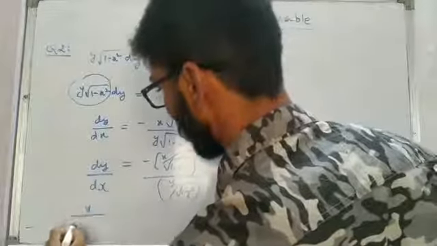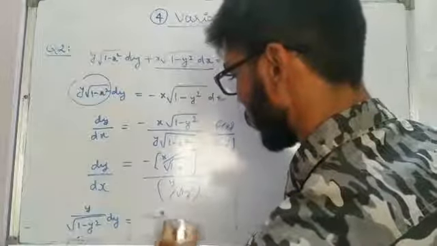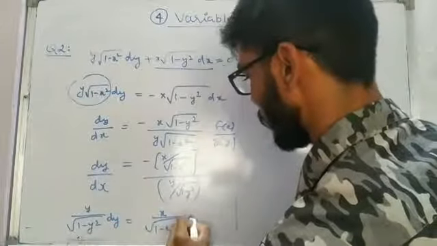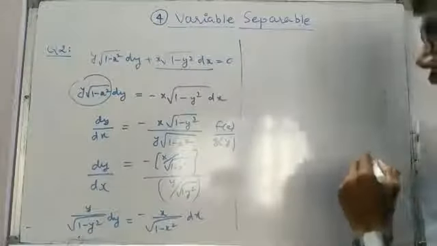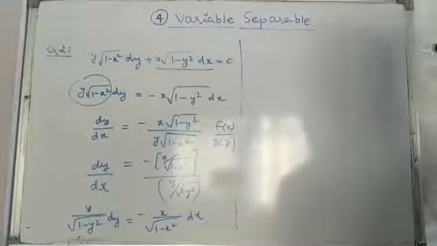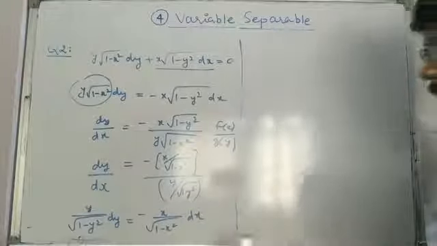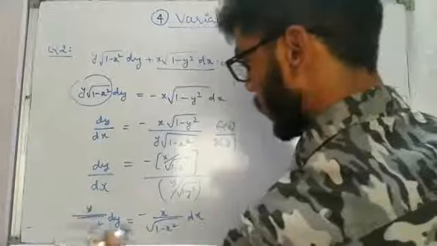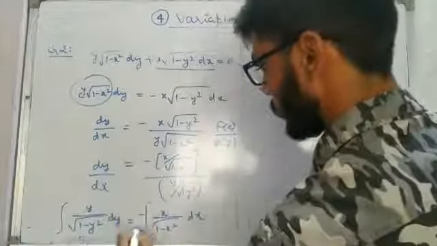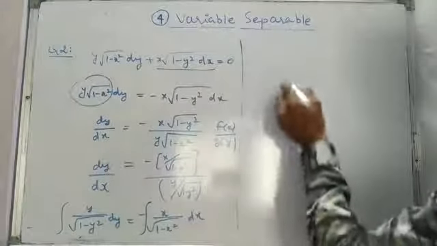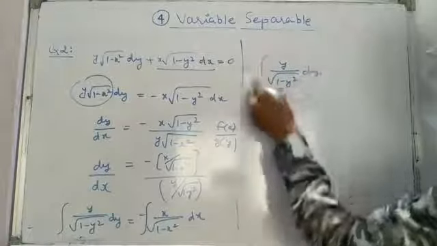We are going to get y upon √(1 − y²) dy equal to minus x upon √(1 − x²) dx, and this minus sign is going to be there. So y upon √(1 − y²) dy on the left, and on the right side x upon √(1 − x²) dx. So they are the same kind of function only, and now we have to integrate both sides. So integration we have to do. First we'll simplify this form: the integral of y upon √(1 − y²) dy.